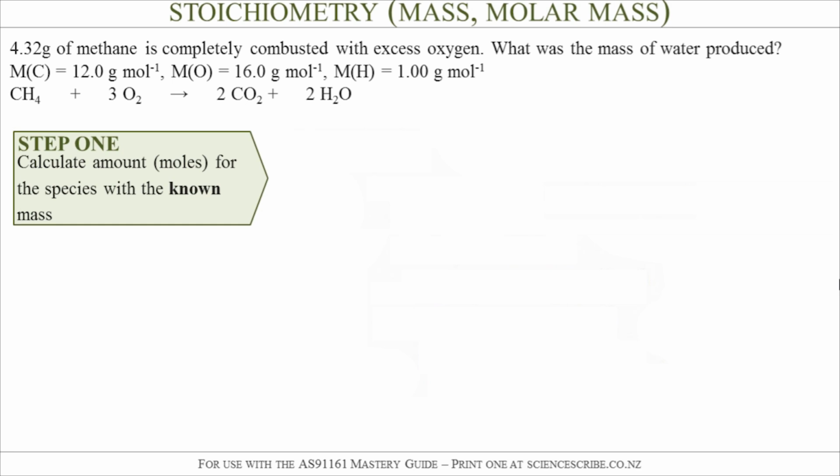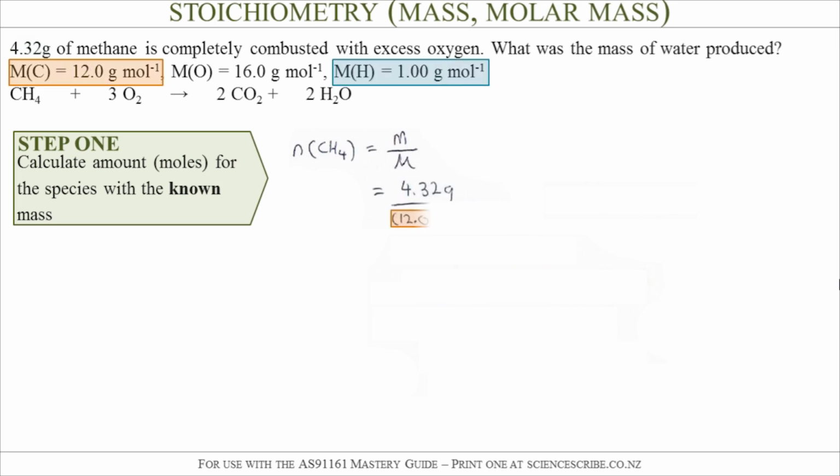The first step to solving this type of problem is to read the question and look for the species with the known mass. So there's oxygen being referred to and there's methane being referred to. The one we're going to pick is methane because that's the only one with the mass that belongs to it. So n equals little m over big M. We have to know these formulas off by heart. So again, that's 4.32 grams for methane.